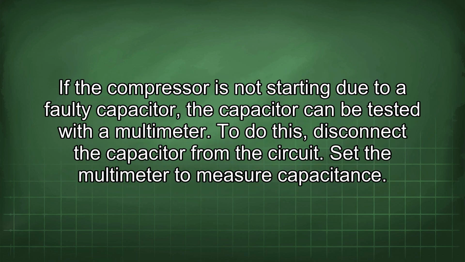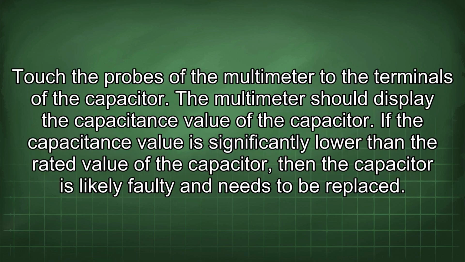If the compressor is not starting due to a faulty capacitor, the capacitor can be tested with a multimeter. To do this, disconnect the capacitor from the circuit. Set the multimeter to measure capacitance. Touch the probes of the multimeter to the terminals of the capacitor. The multimeter should display the capacitance value of the capacitor. If the capacitance value is significantly lower than the rated value of the capacitor, then the capacitor is likely faulty and needs to be replaced.